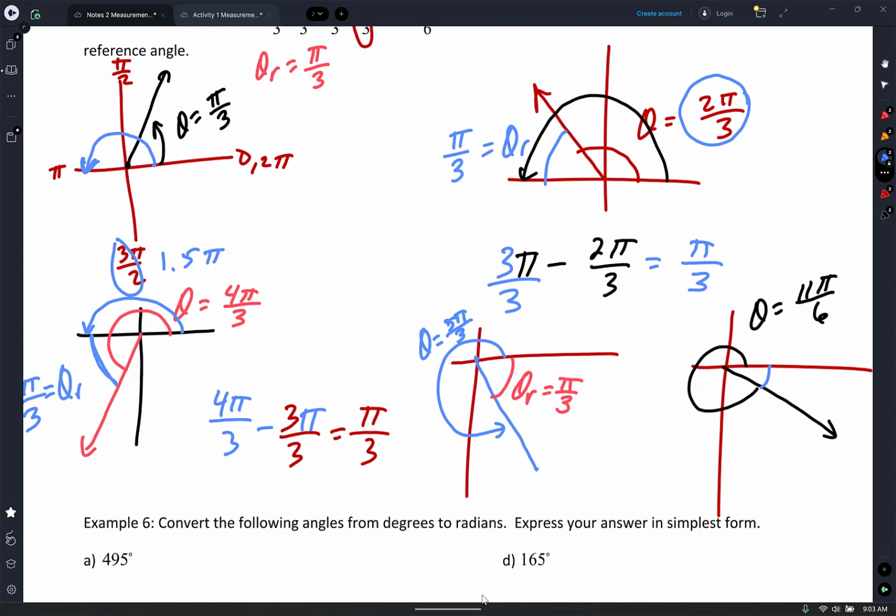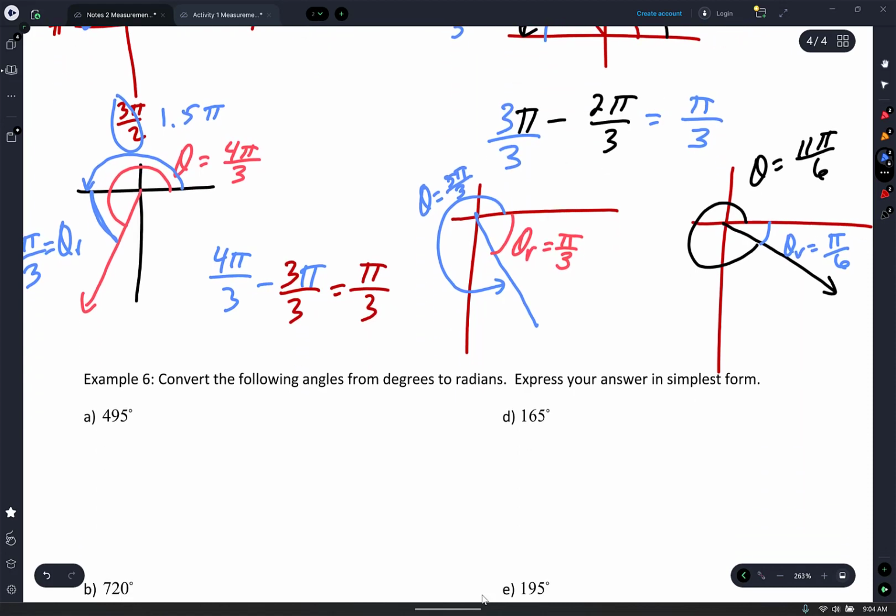1 what? 1 pi over... Did he say 6? Yes, yeah. Theta r equals 1 pi over 6. 11 pi over 6 plus pi over 6, that's 12 pi over 6, guys. And 12 pi over 6 is 2 pi. Do you guys see how we did it? Yeah, there's a safe space, guys. Don't ever be scared to say a number, it's okay to be wrong.